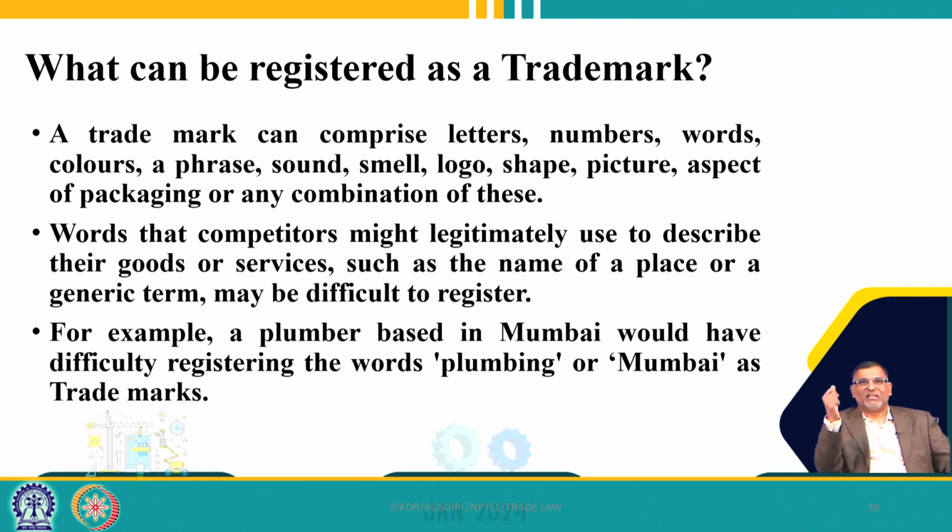So, a trademark can comprise letters, numbers, words, colors, a phrase, and sound. Now there is the sound mark, smell mark, new categories, logo, shape, picture, the aspect of packaging, or any combination of it. So, a trademark contains a complex set of individual components, and it must describe the goods or services.